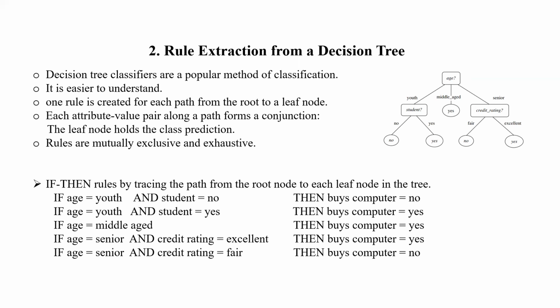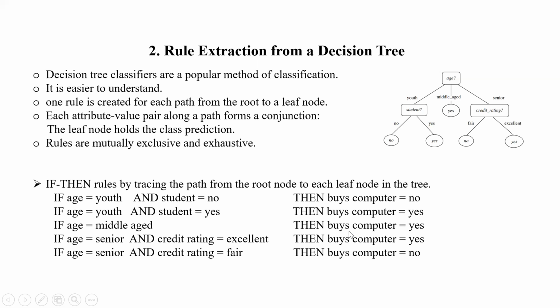Here also the same. If age is equal to youth and student is no, then he cannot buy the computer, because only if the age is youth and the student is yes can he buy the computer. So here we can see that age is youth and student is no, so the class prediction will be no. There are some more conditions. If age is middle age, then he buys the computer, because yes, he is middle age and he is eligible to buy the computer.